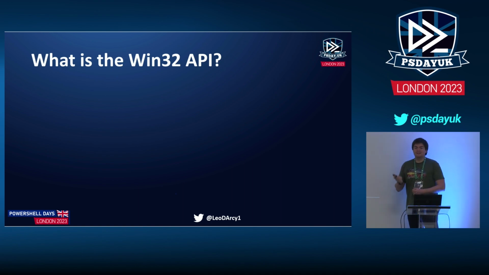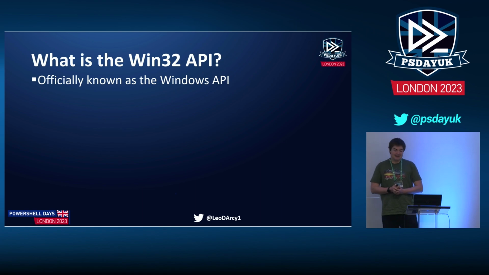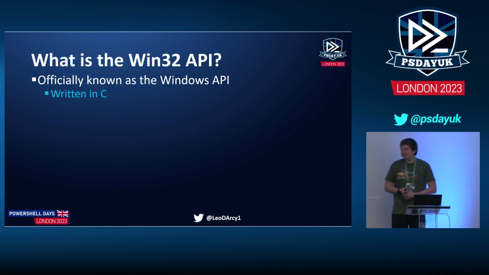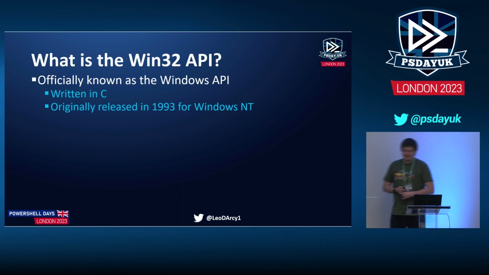So what is the Win32 API? Well, it's officially now known as the Windows API, but pretty much no one calls it that, apart from Microsoft. It is written in C, and it was originally released in 1993 for Windows NT. So it's older than some of the people in this room.